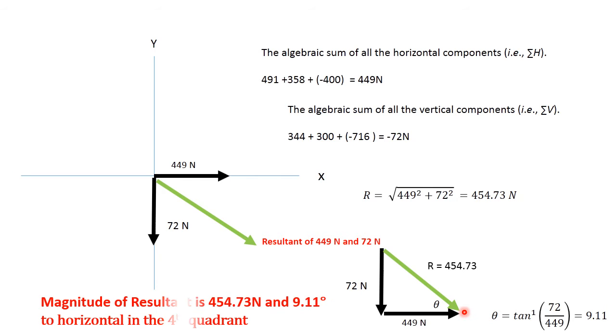That is 9.11 degree. Okay, so the magnitude of the resultant is 454.73 Newton, and the direction is 9.11 degree to the horizontal in the fourth quadrant. So in this manner we can represent the resultant of those three forces. Getting it? So this is the simplest or easiest method to find it out.